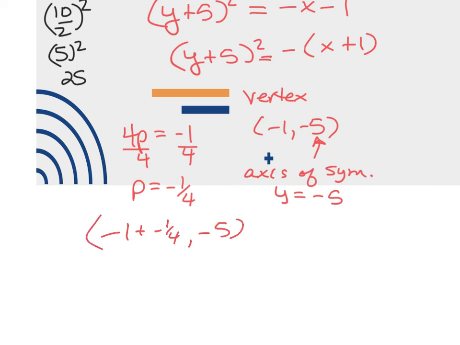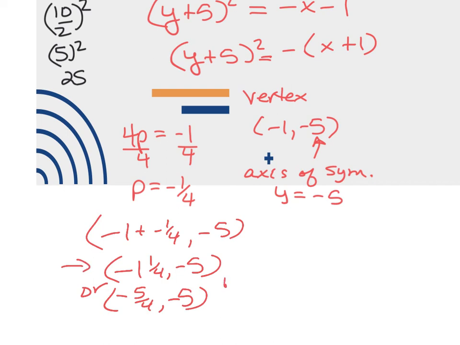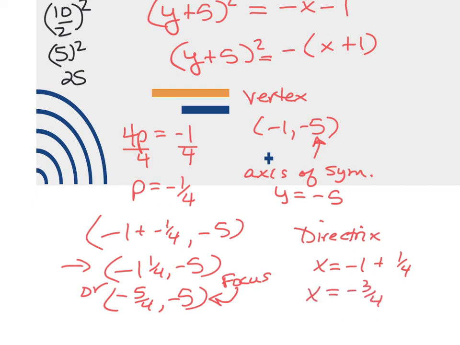So I have a focus point at (-1 and 1/4, -5). If you want to key it in as an improper fraction, either way, but for graphing purposes, I think the mixed number is better. So this is the focus. The directrix is the opposite of p. So this one's going to be x equals -1 plus 1/4. So x equals -3/4.